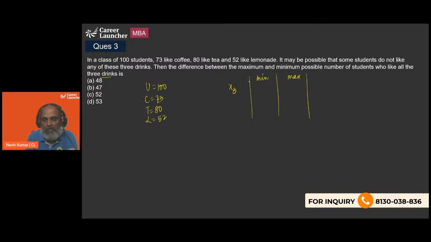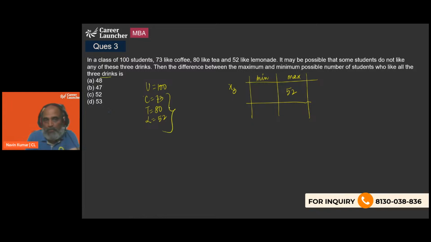So do remember that the maximum value of all 3 is always the smallest set, which is going to be 52. Sorry, the maximum is going to be 52. The maximum is going to be 52. How much is the minimum going to be?